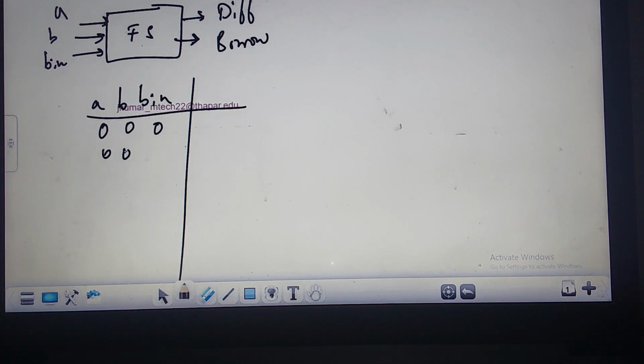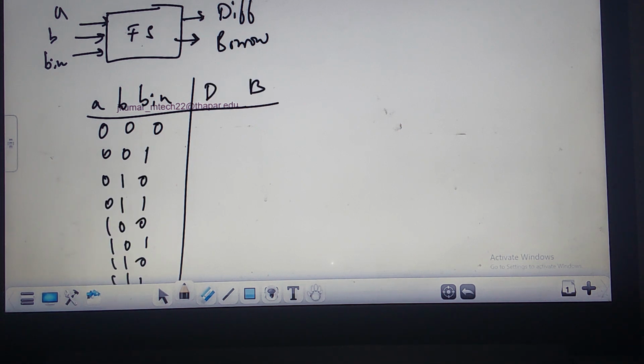8 possible combinations. 0 0 0, 0 0 1, 0 1 0, 0 1 1, 1 0 0, 1 0 1, 1 1 0, 1 1 1. So this is the difference and this is the borrow. So what is this? Full subtraction. 0 minus 0 is nothing but 0. Again 0 minus 0 is nothing but 0. So difference is 0, borrow is also 0. 0 minus 0 is 0.